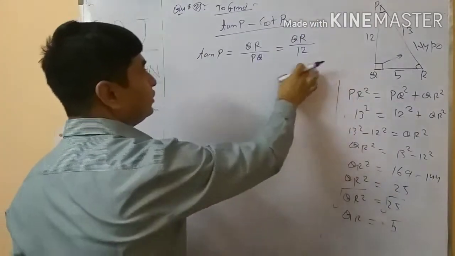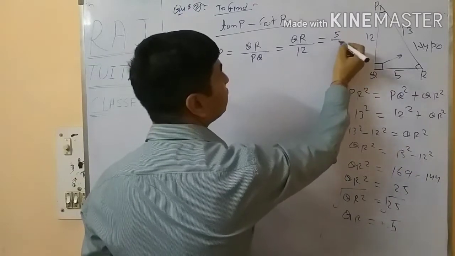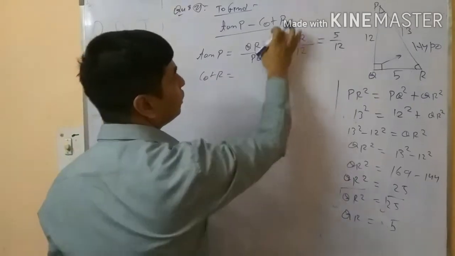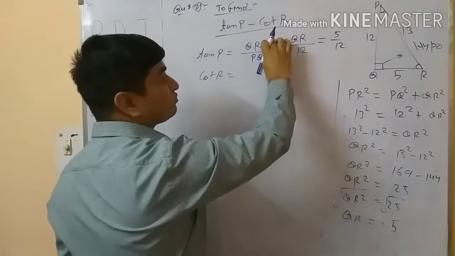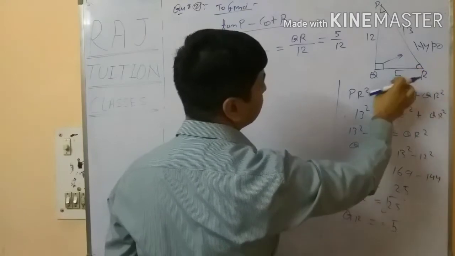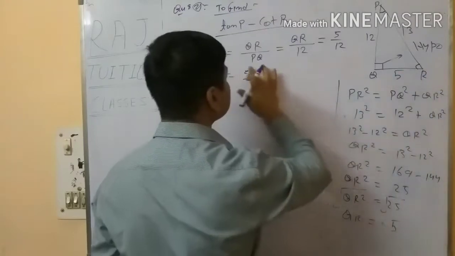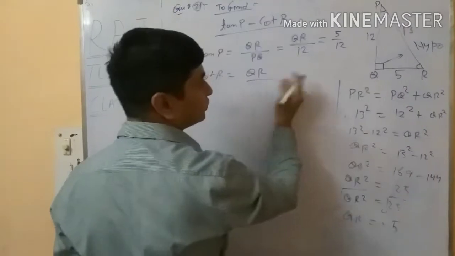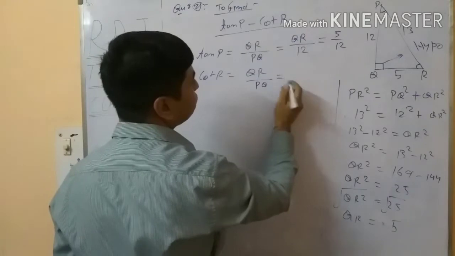So it is easy now to find the value of tan P. The only problem was to find QR. 5 upon 12 is the value of tan P, and similarly the value of cot R: the formula for cot R is the side adjacent to angle R, QR, upon the side opposite to angle R, which is PQ.